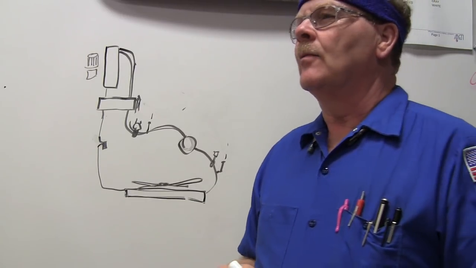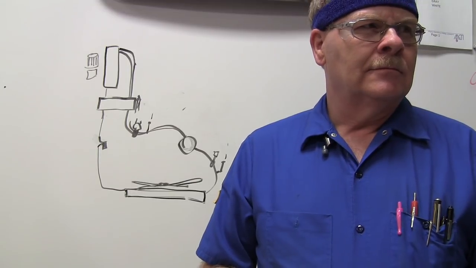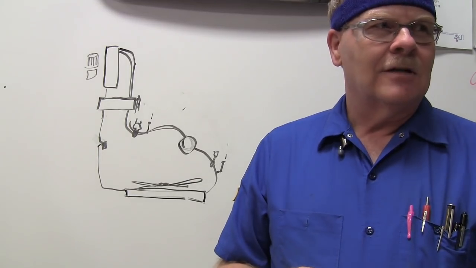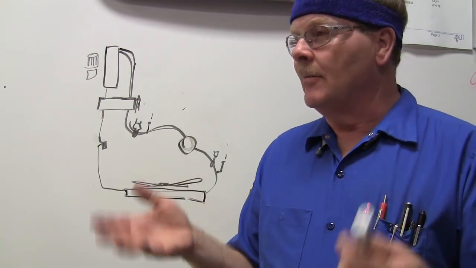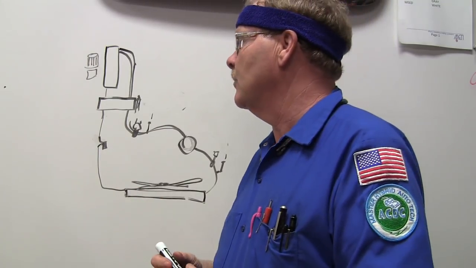Now, why does the ice make your drink cold? It comes in contact with the liquid and starts to melt. See, it's absorbing the heat out of the liquid, and the liquid gets colder. That's basically the way it goes.